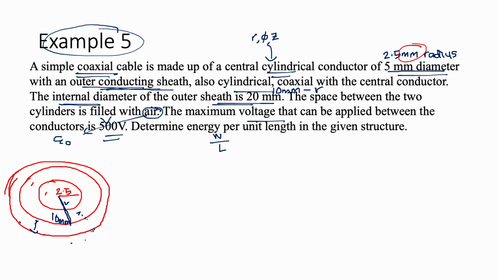Another piece of information is the voltage applied. The voltage applied from this conductor to this conductor is given as 500 volt. Alright, so that is the only information that we can extract from the question.